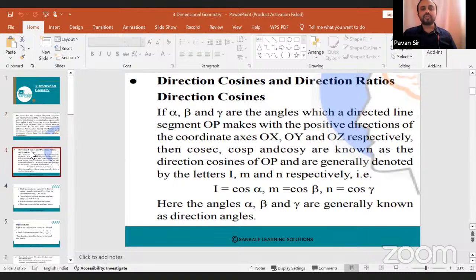Next one. Direction cosines and direction ratios. Direction cosines, in the sense, with respect to vectors, what type of action is going on with respect to the three different axes.